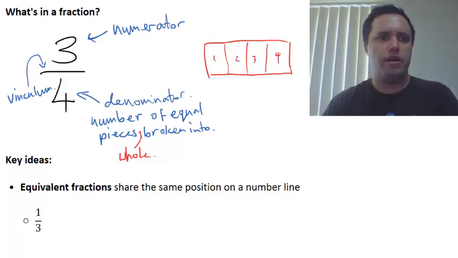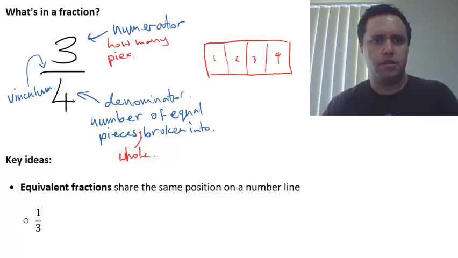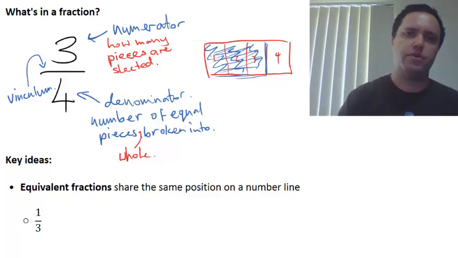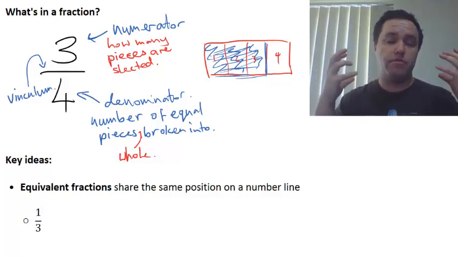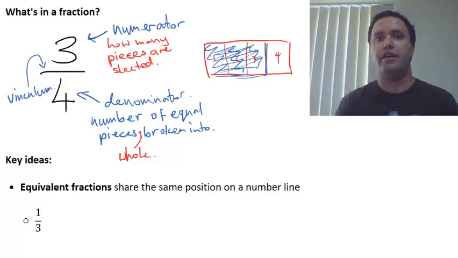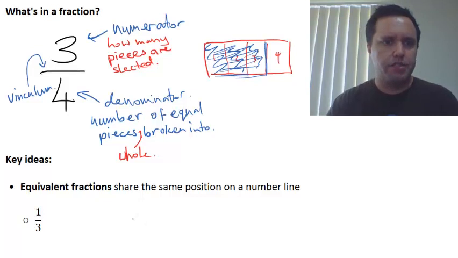Now, the numerator means how many pieces are selected. Okay, now this is 3. So that would mean 1, 2, 3. So that much is 3/4 of the whole. Okay, so that's what our fractions mean. Now, that's a deep foundational conceptual understanding, and I really need you to wrap your mind around that. And if that's really causing some trouble for you, please come and see me so that we can sort that out.